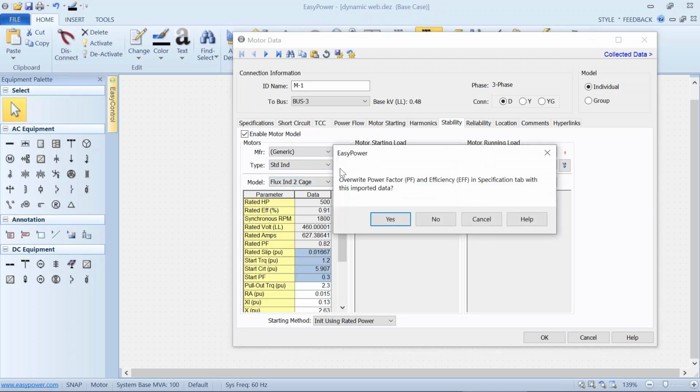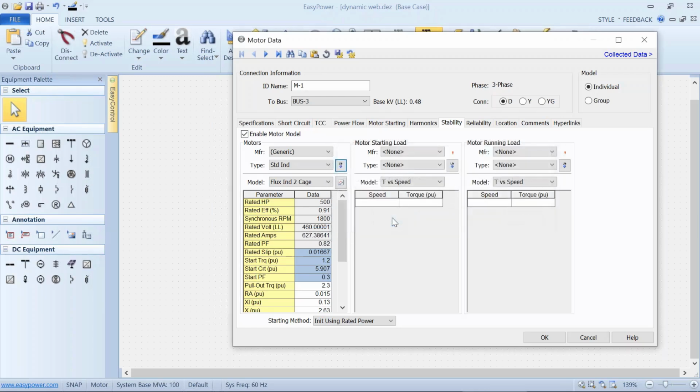I'm going to import that from the device library, and I can either overwrite with the power factor and efficiency or keep whatever I've set up in my one line. I'm going to go ahead and overwrite it now. And so now I have these parameters set up in the flux model that we're going to use in the simulation. For starting, I'm going to do the same thing here.